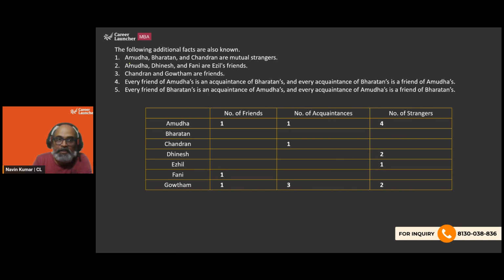Let's start with the first statement. A, B, and C are mutual strangers. That means A is a stranger to B and C, B is a stranger to A and C, while C is a stranger to A and B. Let's not close the bracket because we do not know how many strangers they have. So A has 4 strangers, out of which 2 are B and C, that is known.